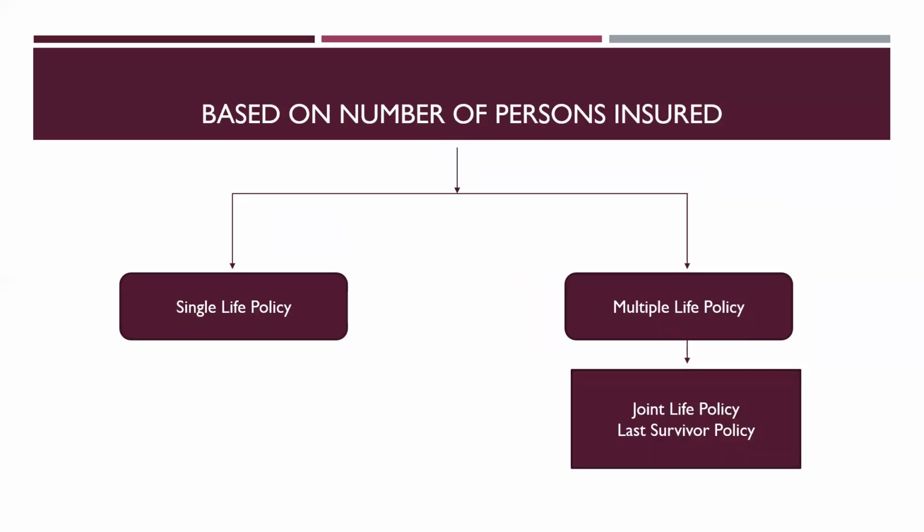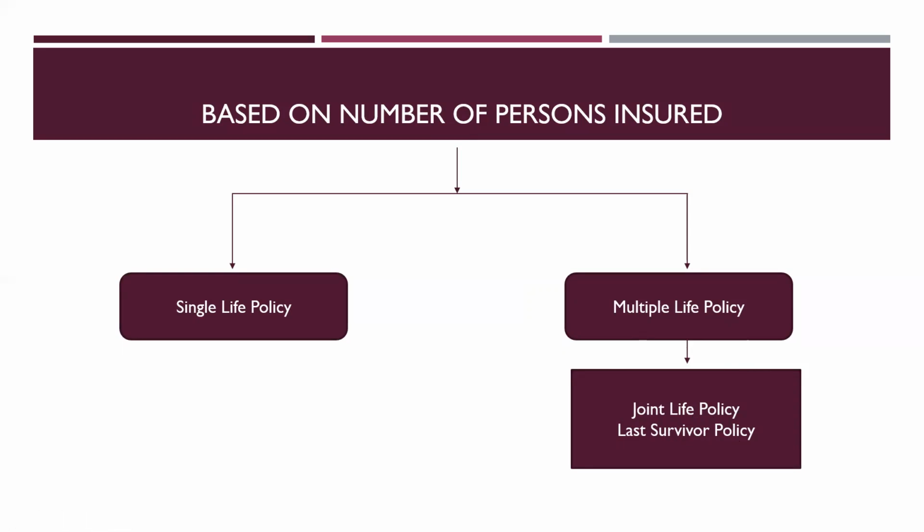Now, based on number of persons insured, there is single life policy. In this case, only one person's life will be insured. Either your own life or some other person's life will be insured. Under multiple life policy, more than one person's life can be insured. That is a joint life policy and last survivor policy. Under joint life policy, usually it's beneficial to the couples or partners of a firm. If one of them dies, then the person who has survived will get the insurance amount. That is the case of joint life policy.